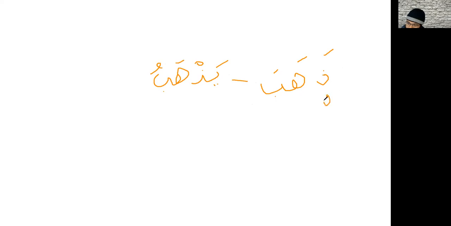So let's take some examples. ذهب. Mudari is going to be what? يذهب. Perfect. So where's the ain? The ha. So in ذهب, this is the fa of the fi'l, this is the ain of the fi'l, and this is the lam of the fi'l. This is ya, this is the fa of the fi'l, ain, and lam. Is that clear or is that confusing? Clear.